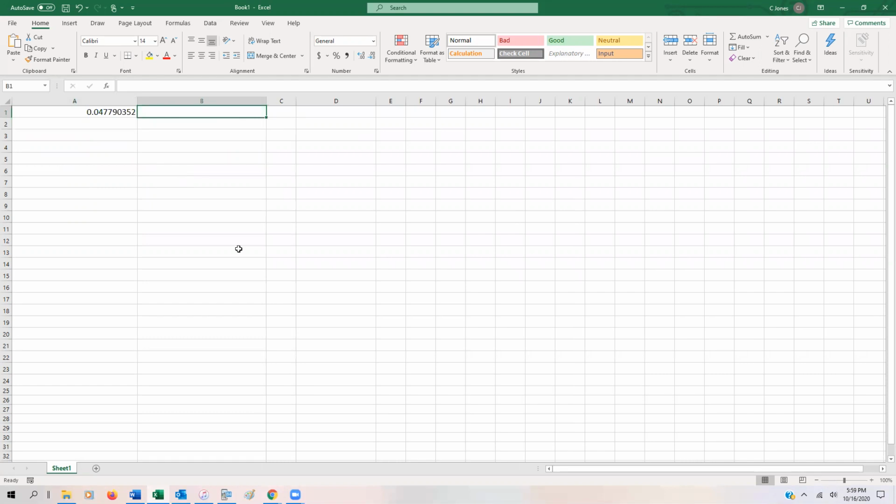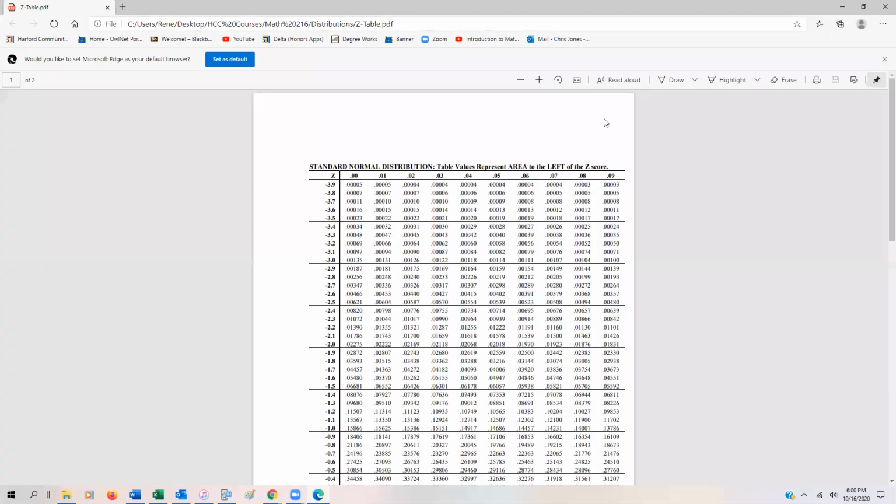In fact, I can go into my normal distribution table. Just give me one second. I'll bring it up just to show you what the probability is, because I want to verify that we do get the same answer. So I'm looking at my Z table, and it comes up. Hopefully you can see the Z table.